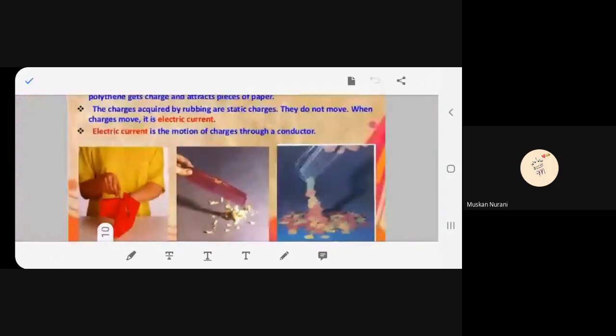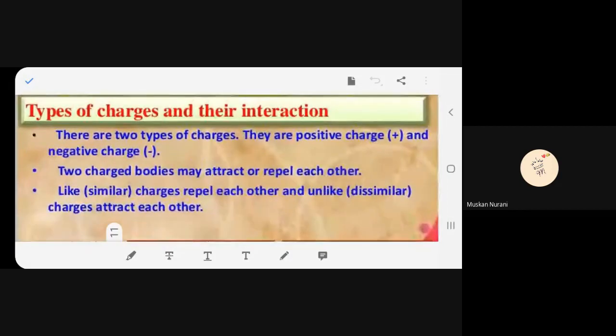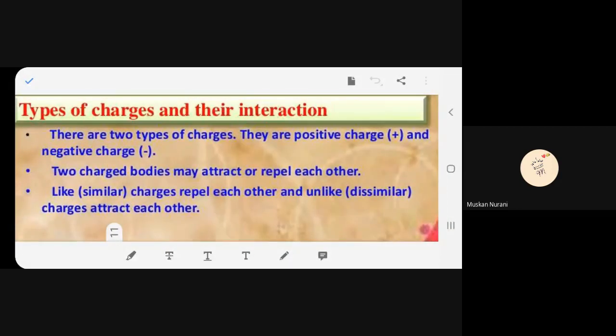Now we see the types of charges and their interaction. There are two types of charges. They are positive charge and negative charge. Two charged bodies may attract or repel each other. Like charges repel each other and unlike charges attract each other. So what are the types of charges that we observed in this slide? One is positive charge, this one. One is negative charge, this one. This much is correct?